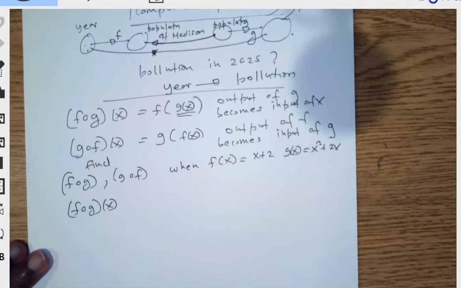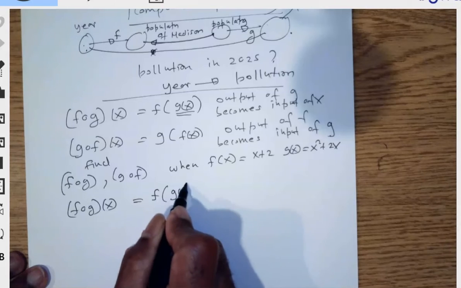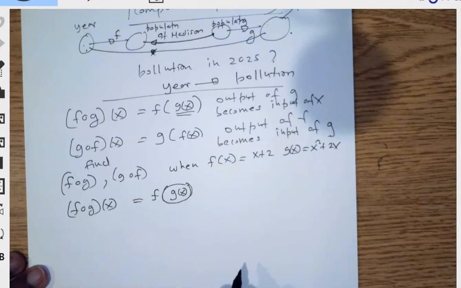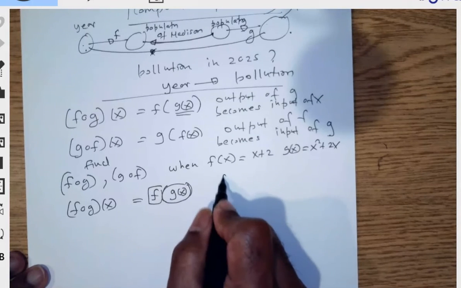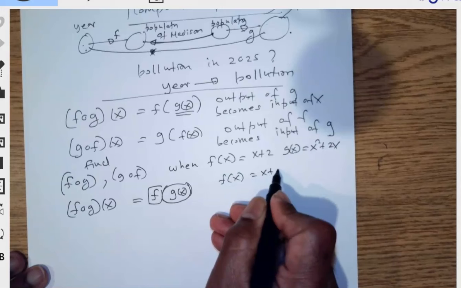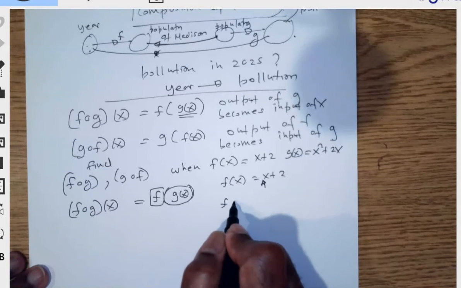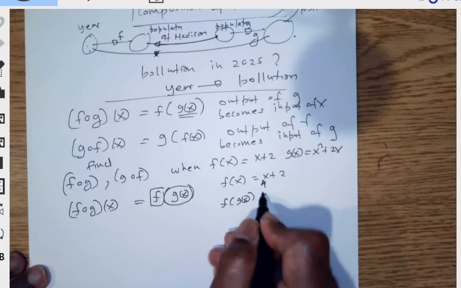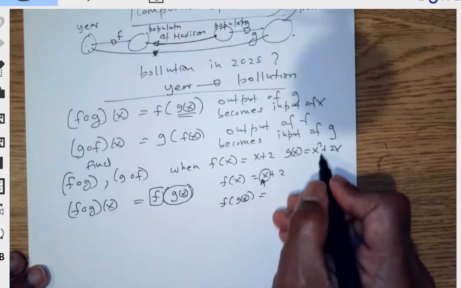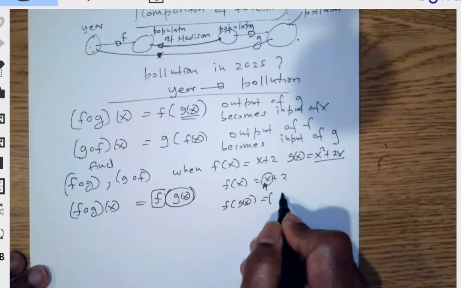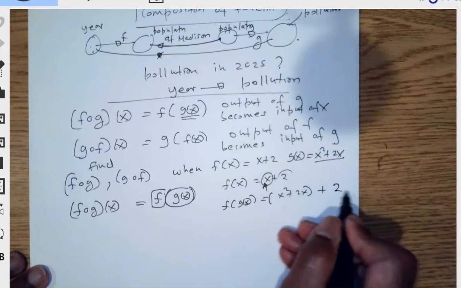In order to do that, that is the same as f of g of x. So you are going to change the input of f into g of x. So you start with f. Now f of x is equal to x plus 2. Wherever you see x, you replace it by g. And what is g? We know that g is equal to x squared plus 2x. So you replace the x by x squared plus 2x, only the x. What about this 2? That is still outside, that is 2.